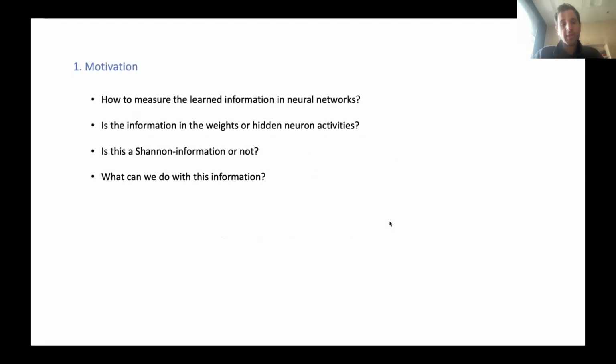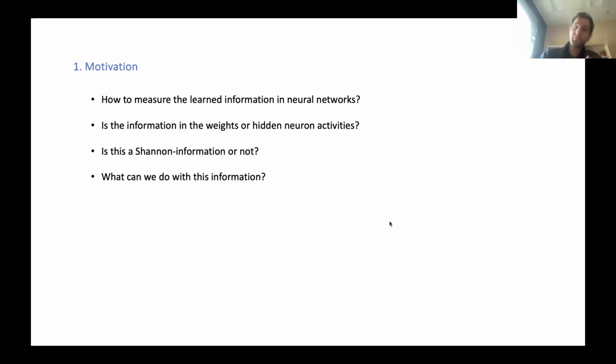So the question that we want to answer is basically the question of how to measure information in a neural network. After you train your neural network on a training data set and it is doing a good job on the test set, the question is how many bits of information your neural network learned. And it would be ideal if you can measure this information during the training process, kind of evaluate your neural network. And a natural question is where to look for this information?